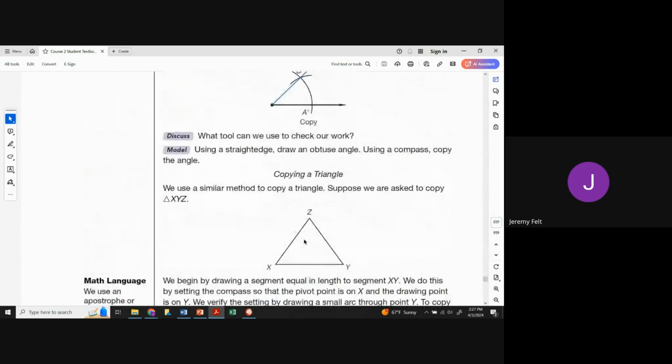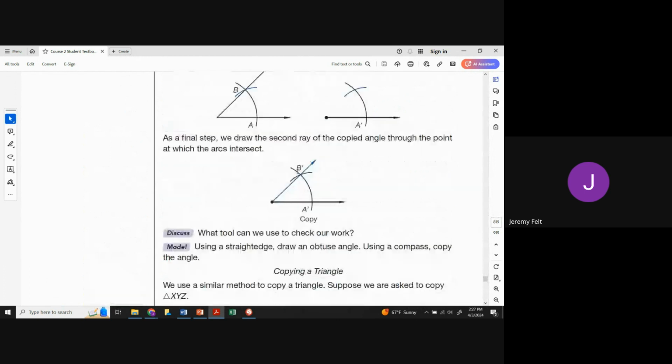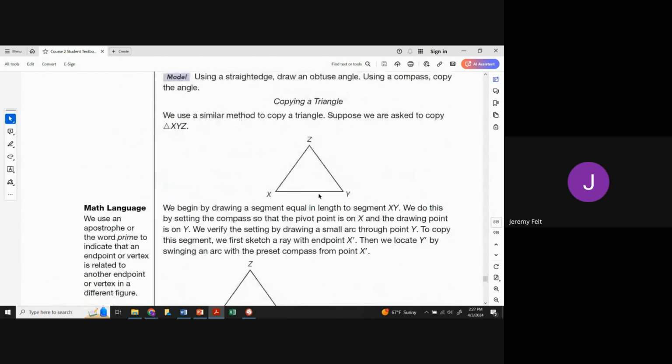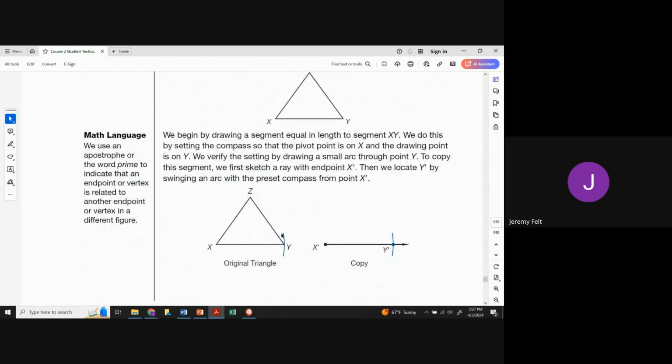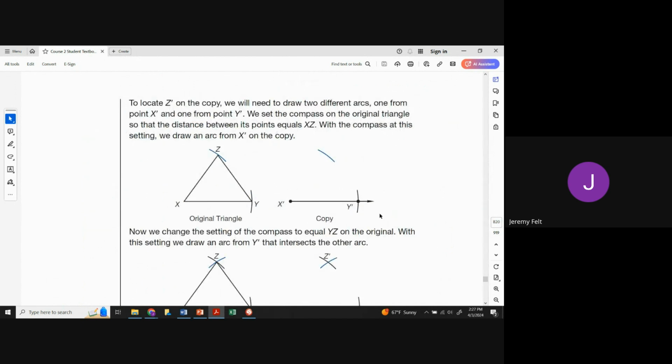Triangle, you're going to do the same thing, basically what we just did here, but now we're going to have more than just one vertex. We're going to have 3 vertices. So we go out to y, x to y, x prime to y prime, and swoop it to make an arc.